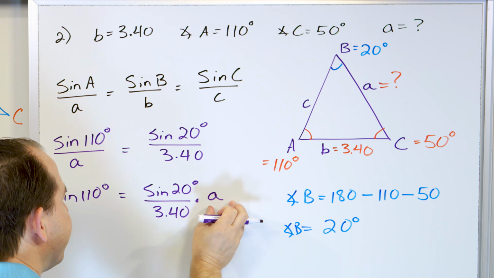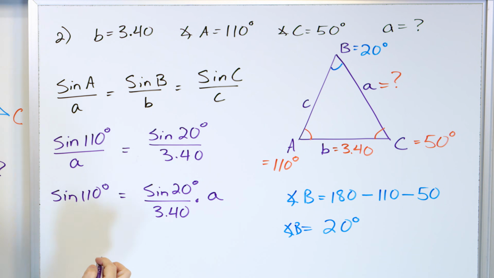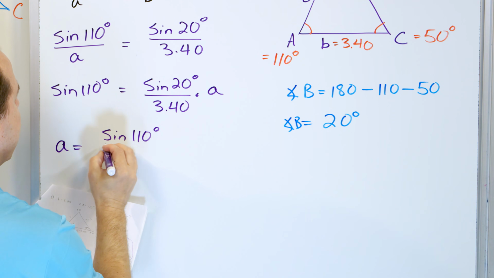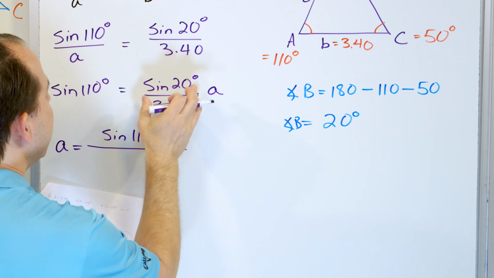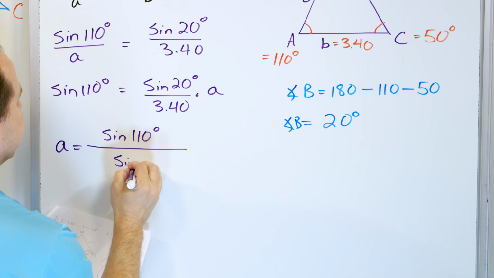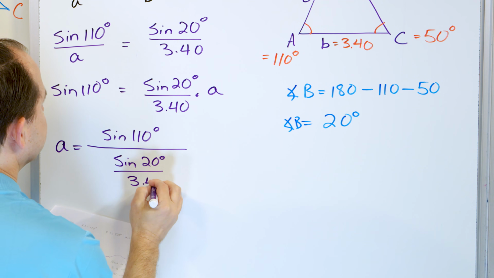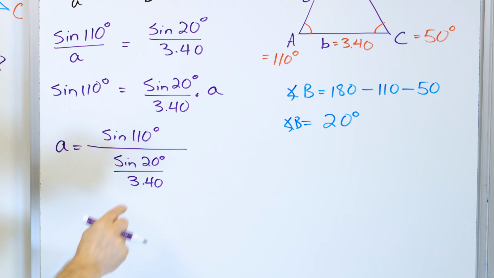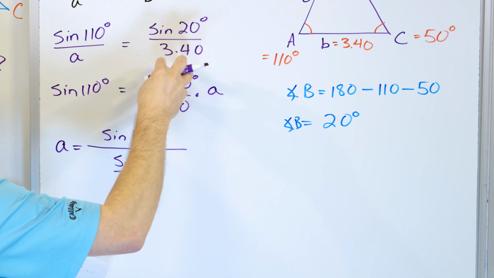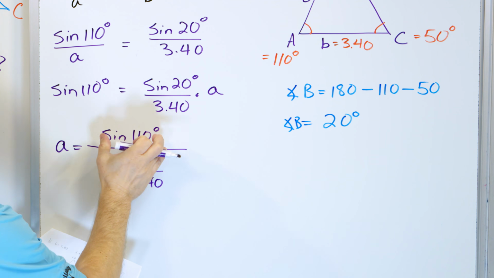Now, we want to solve for a. So we need to divide by this entire ugly fraction here. So what we're going to say is that when we do that, it's going to be the left-hand side, sine of 110 degrees, put a long fraction bar, and we're going to divide by this whole thing to get a by itself. And that is the sine of 20 degrees divided by this, 3.40. Make sure you understand, to get a by itself, we take this and we just divide by this fraction, bring it up and divide. But now we have this thing divided by a fraction.